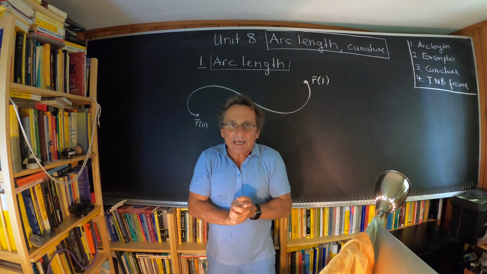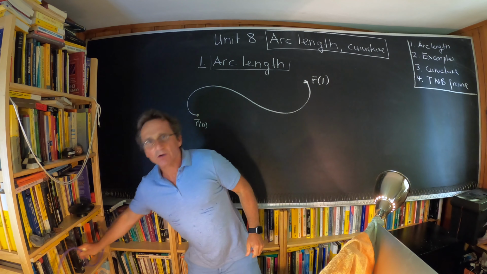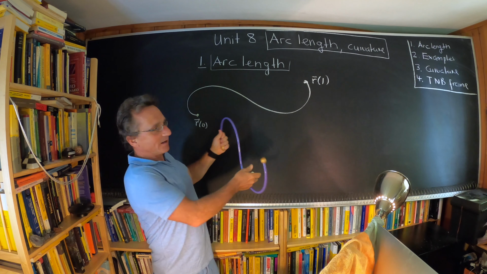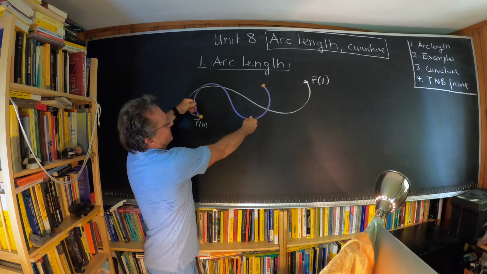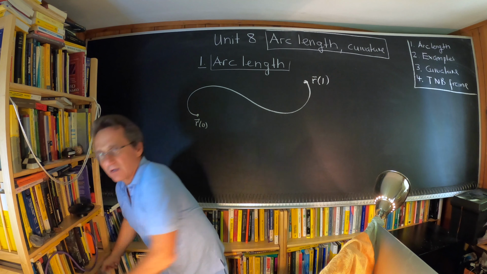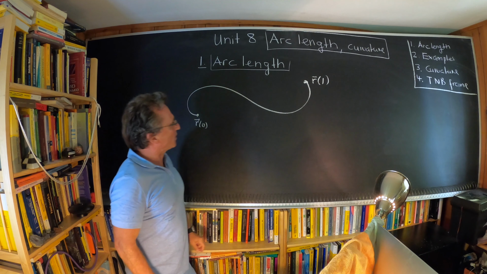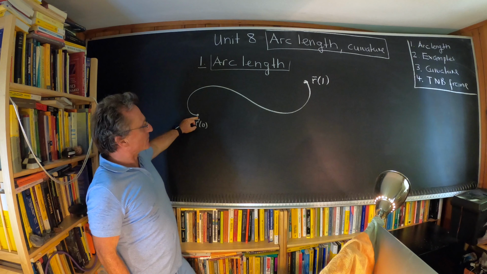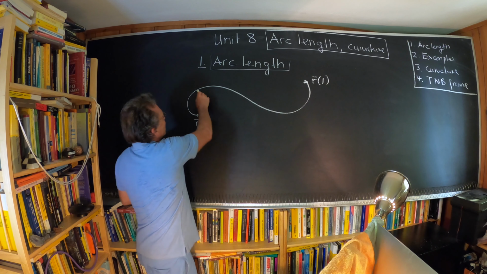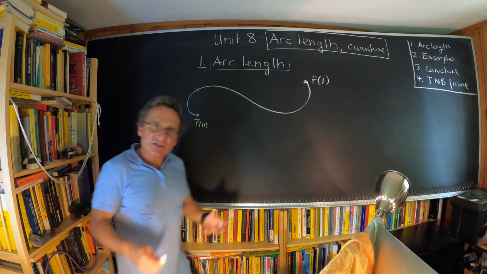Welcome to this unit 8, where we compute arc lengths of curves. Curves are everywhere, and here, inspired by this curve here, we compute the arc length of this piece here. And this is just for deriving the formula for the arc length. So this is r of 0, this is r of 1. We are traveling here along this curve, and let's just assume we have split it into n pieces.